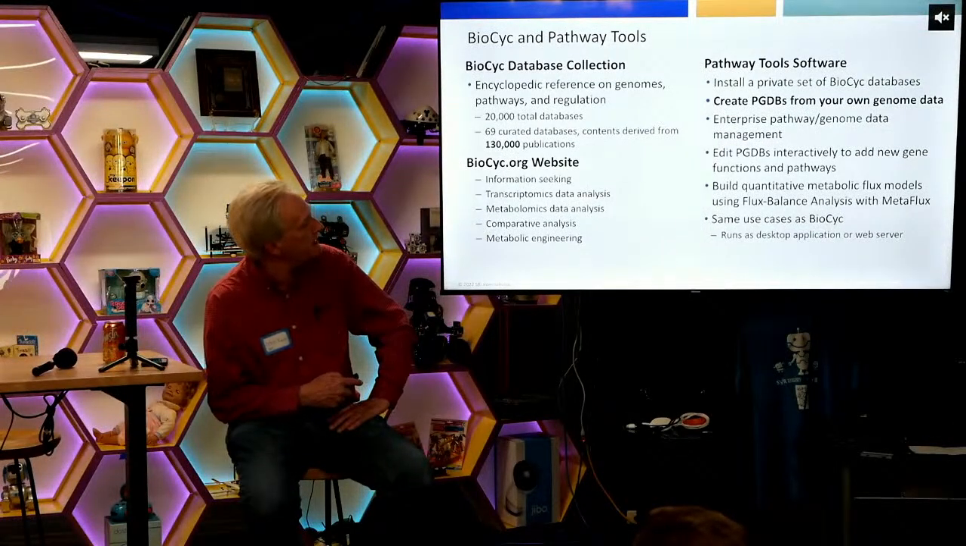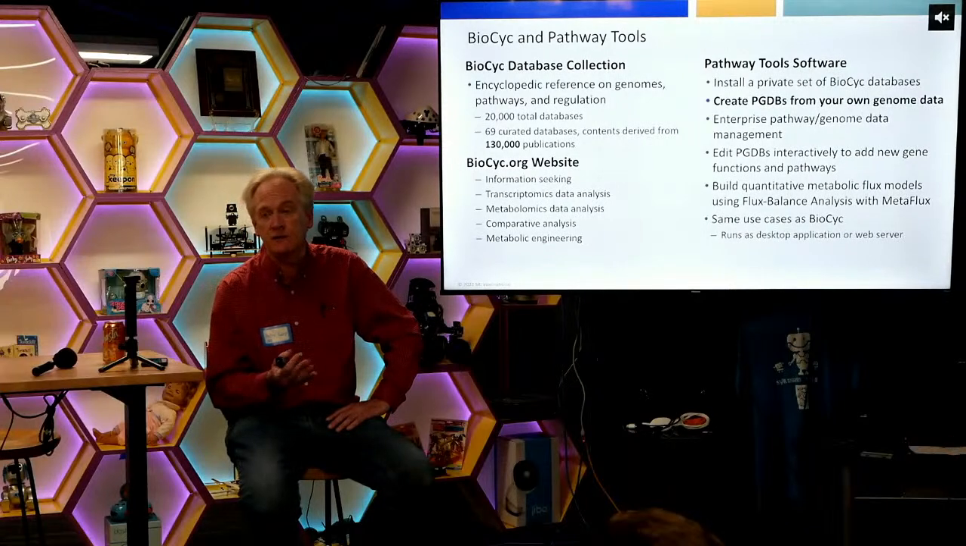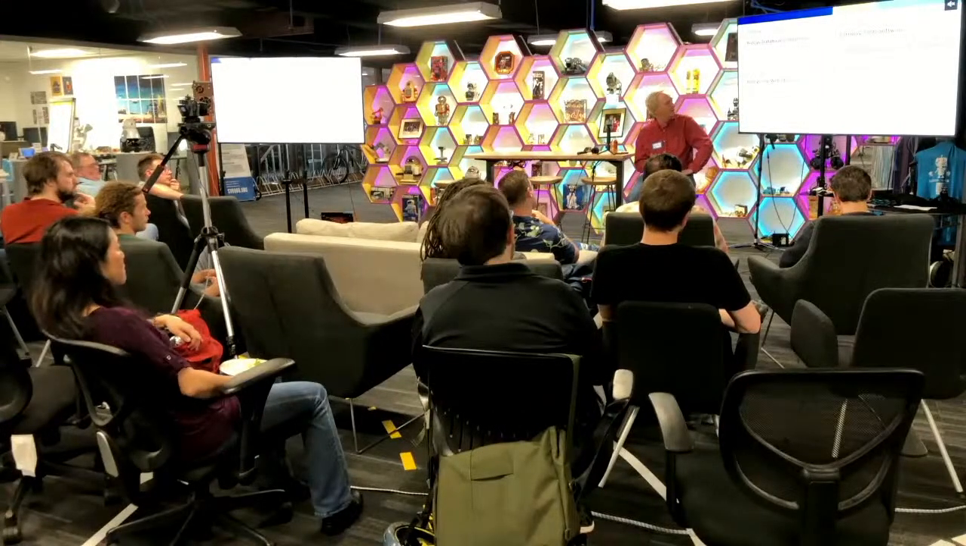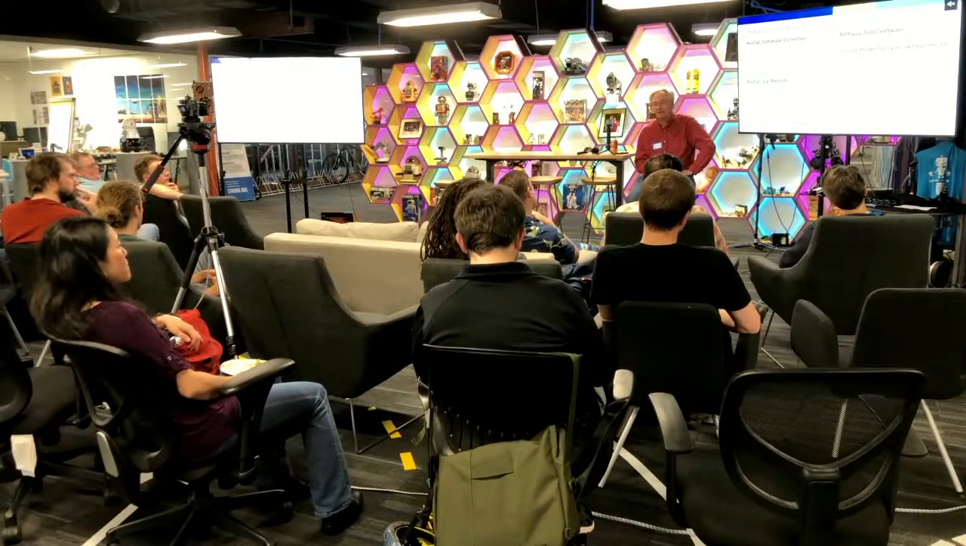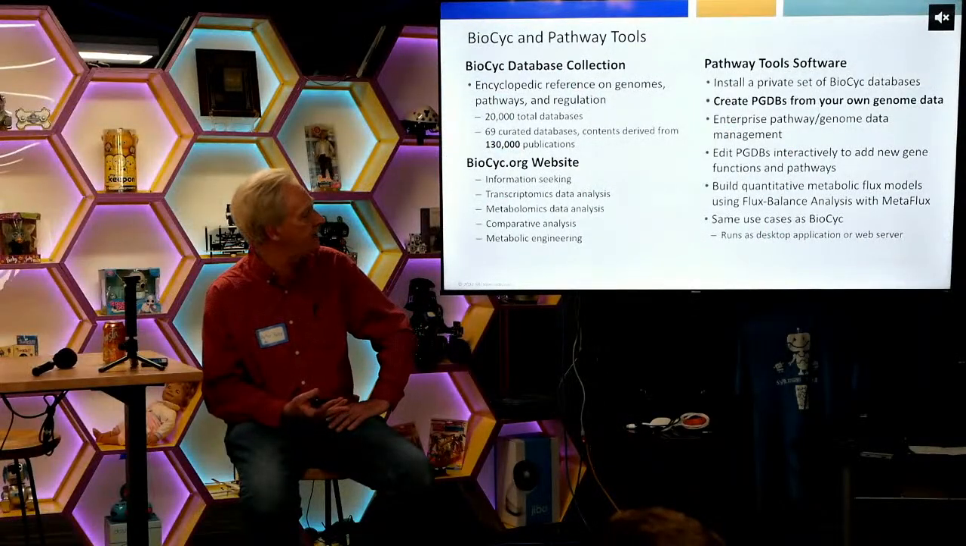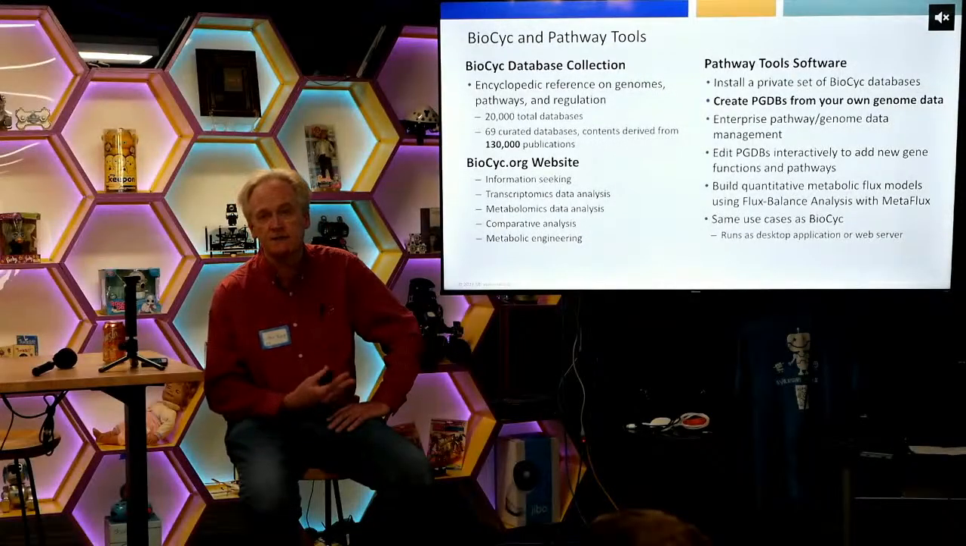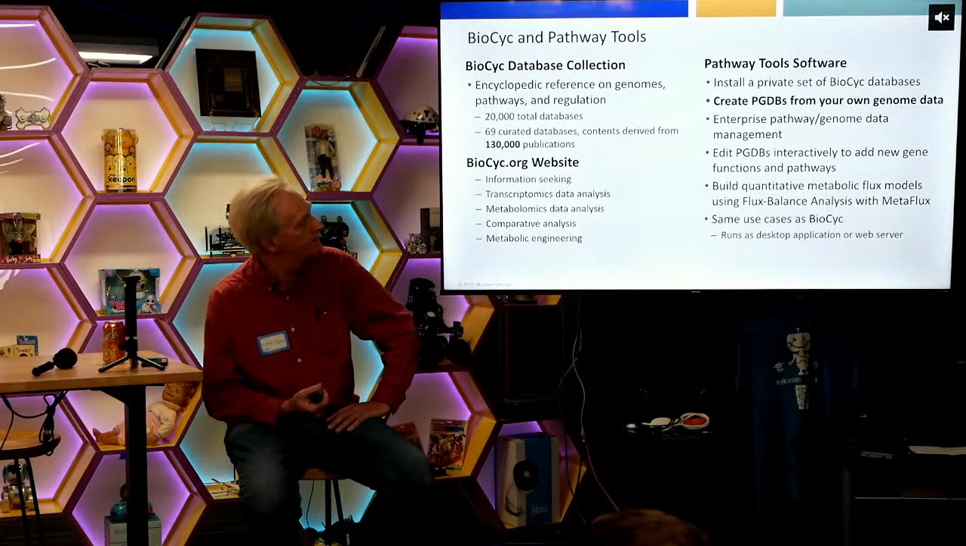The BioCyc website supports these 5 main different modes of use. Information seeking, seeking out information about the function of a given gene or a given pathway or a given reaction. Analyzing high throughput data sets, including transcriptomics and metabolomics data. We have a number of comparative tools. I'll talk about a new one tonight. And metabolic engineering, synthetic biology is another big use case for our tools.